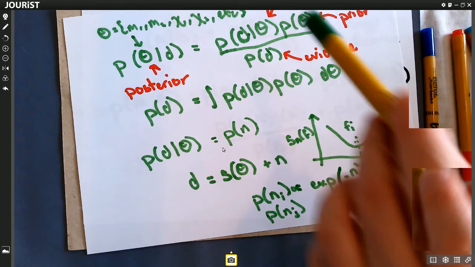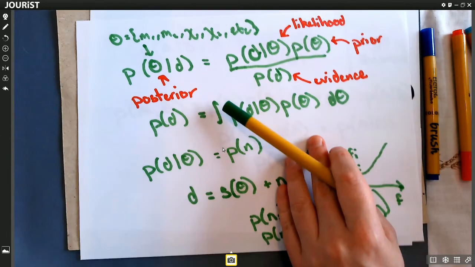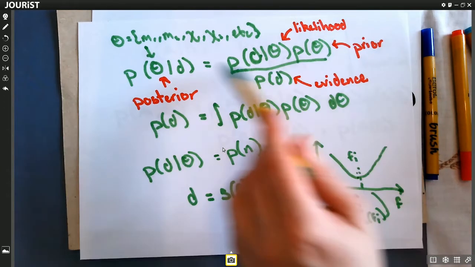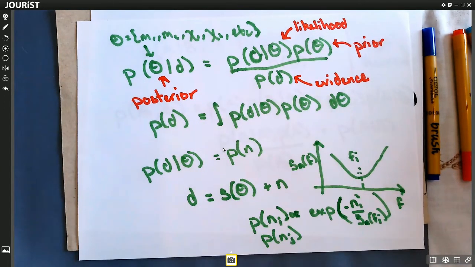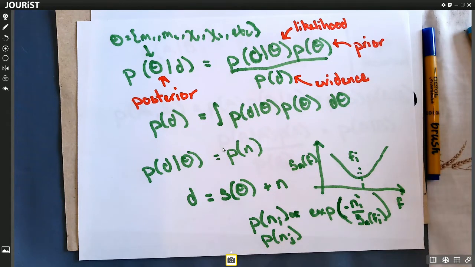Plug this in to this calculation up here, multiply by the prior. We map out this probability distribution. In practice, this is very expensive because calculating the signal requires a particular model. We need to calculate this for the parameters, and that is quite expensive.